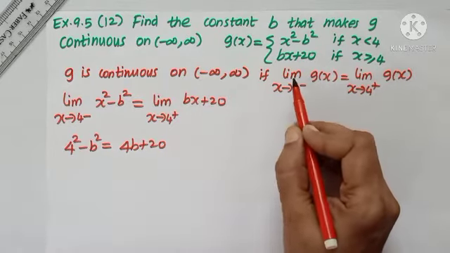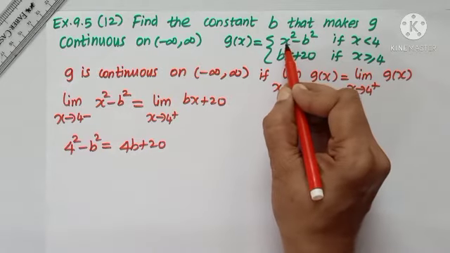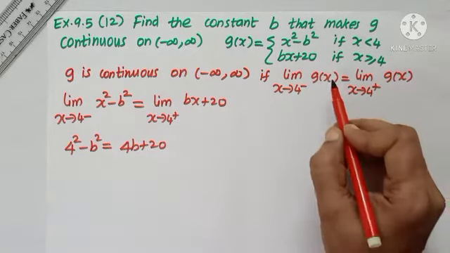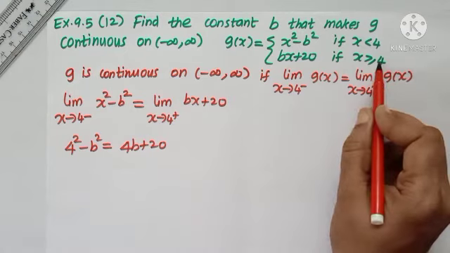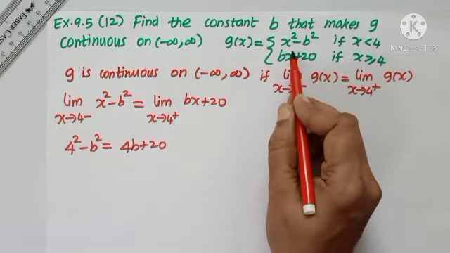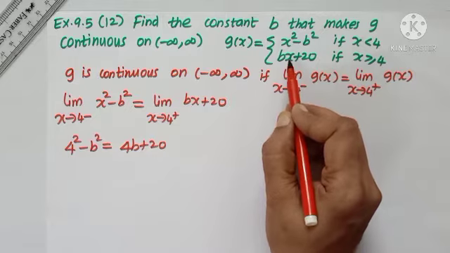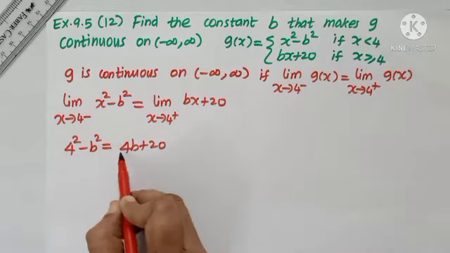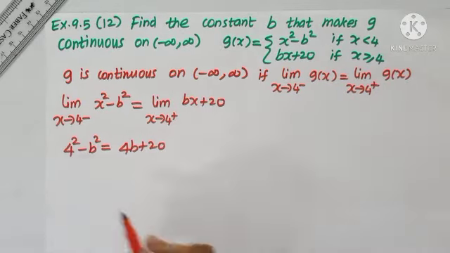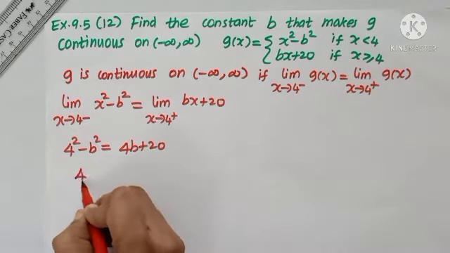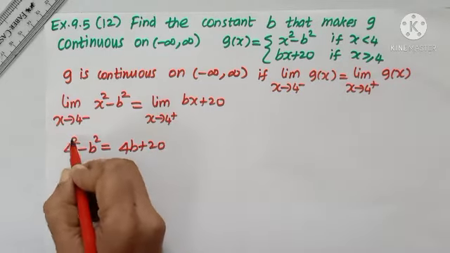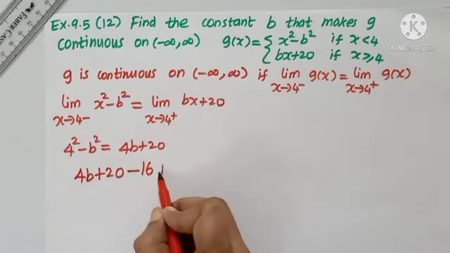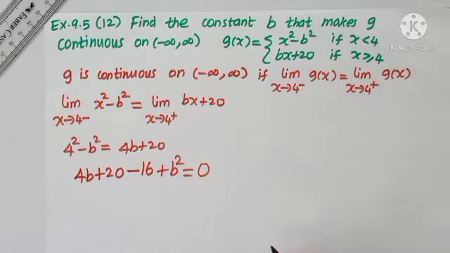When I am at left limit for 4, I should substitute here 4 square minus b square. When I need the right limit for 4, I am here, so substitute here. Wherever x comes, I can very well put 4. It is 4 into b plus 20. As we equate left limit and right limit, bring terms to the right. It is 4b plus 20. 4 square 16 goes to the right as minus 16. Minus b square goes as plus b square, which is equal to 0.